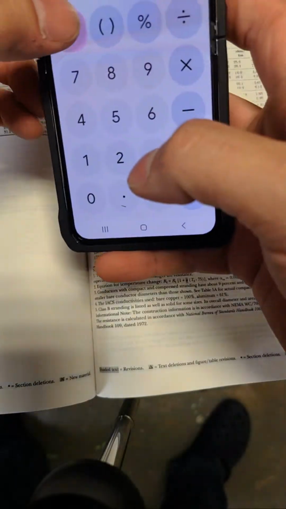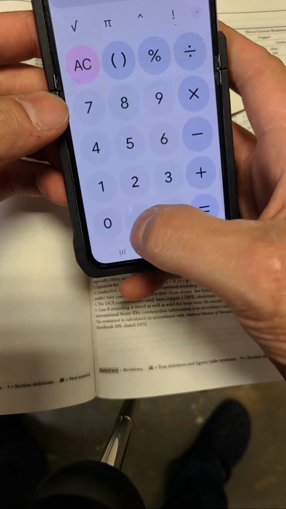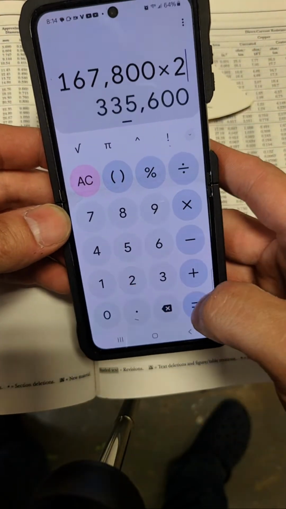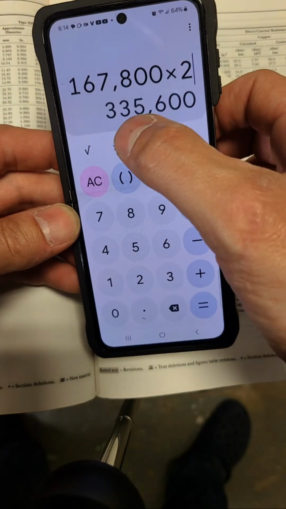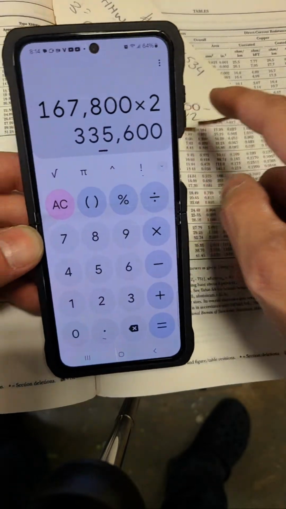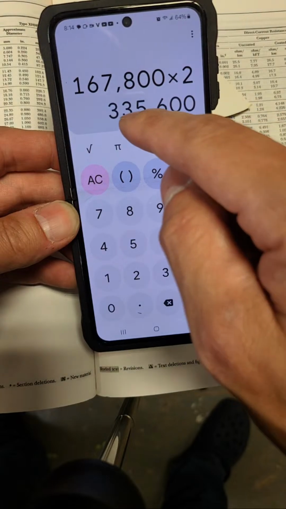167800, and we got to multiply that by 2 because we have 2 3/0. So if we take our calculator here and we go 167800 times 2, we get 335. Now we took the aught and we converted it to KC mil here. So we have 335 KC mil.